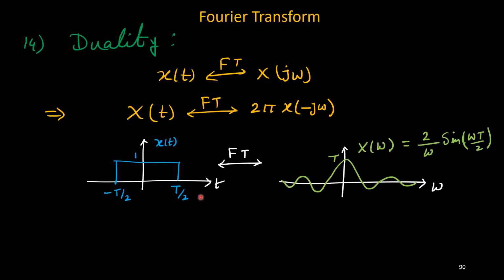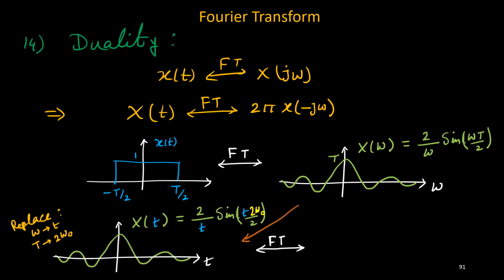Suppose this is one rectangular signal. For this gate signal, we have already computed the Fourier transform. It is a sinc function, 2 upon omega sine omega T by 2. So if I use the duality property, and take this sinc shape in the time domain, the variable is t, so I replace omega by t. I will get 2 upon t sine t T by 2. Here I have considered capital T replaced by 2 omega naught.